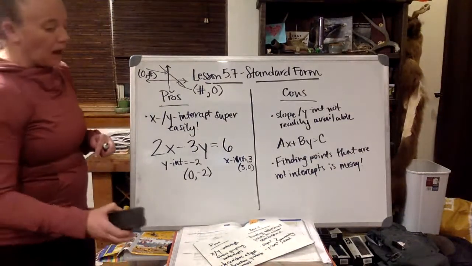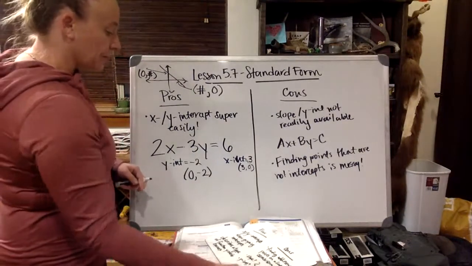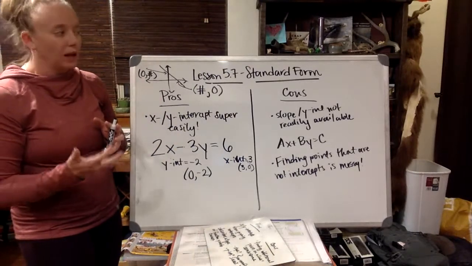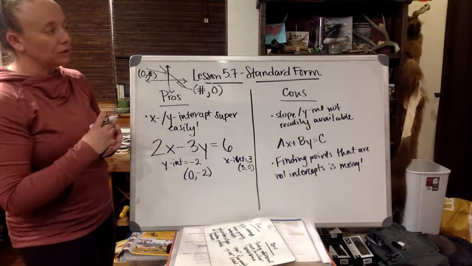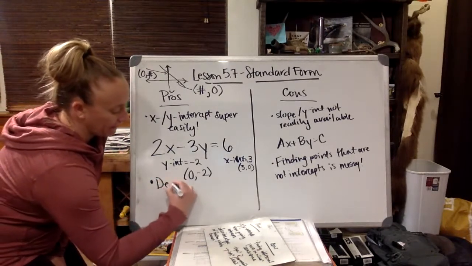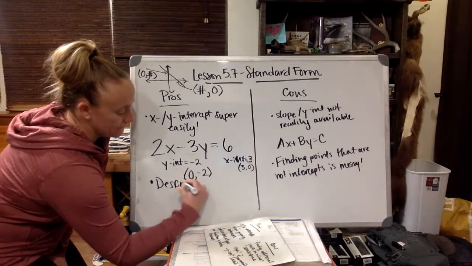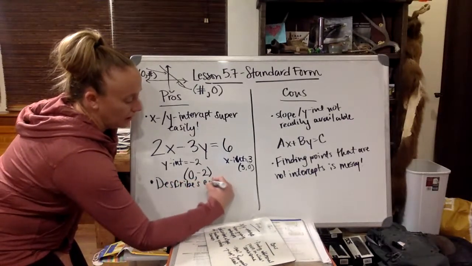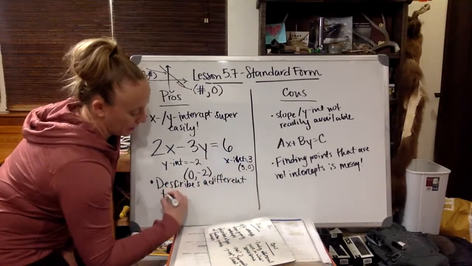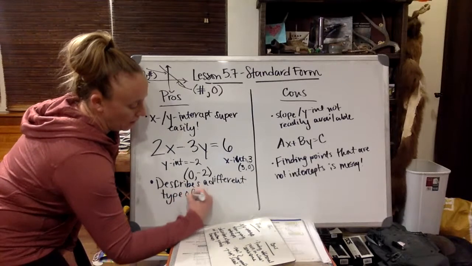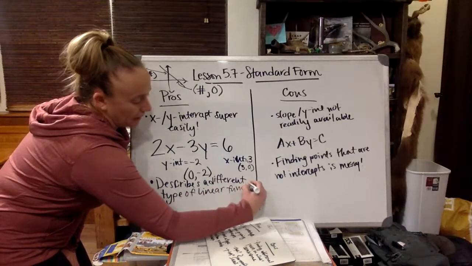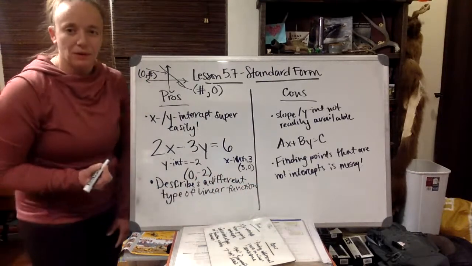Kind of cool. Another one is it allows us to describe a completely different type of linear function that we couldn't do with slope-intercept form. It just describes a different type of linear function that cannot be well described by slope-intercept form.